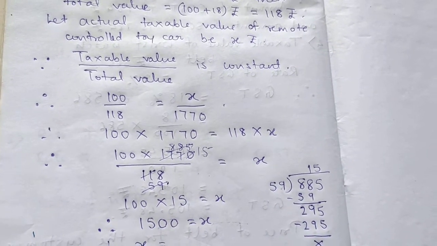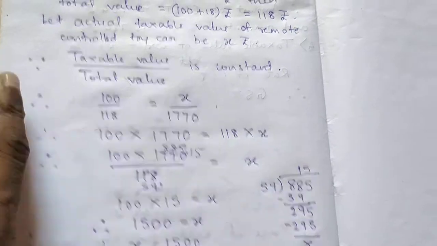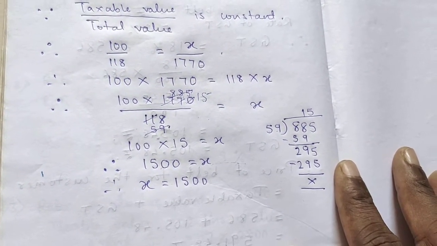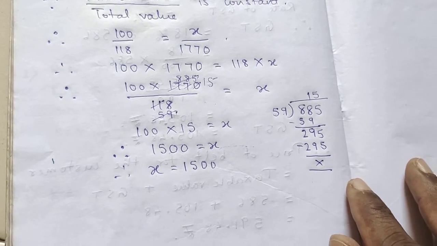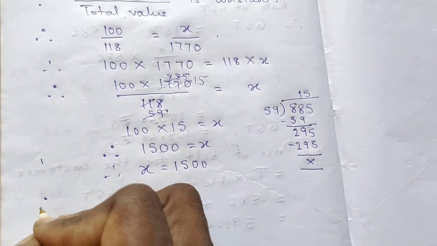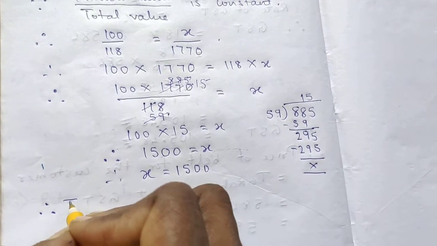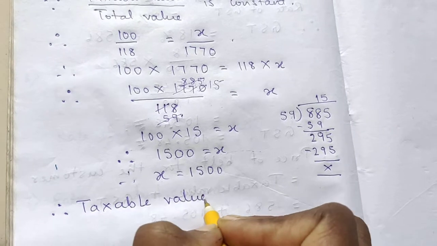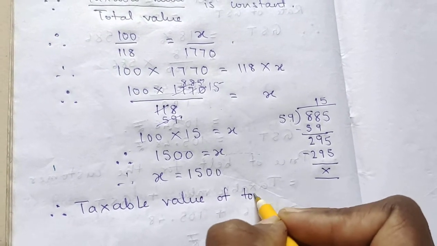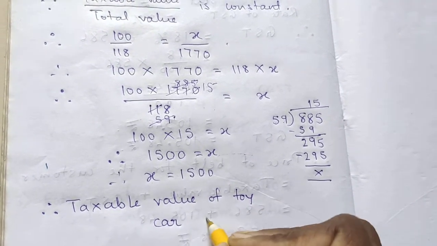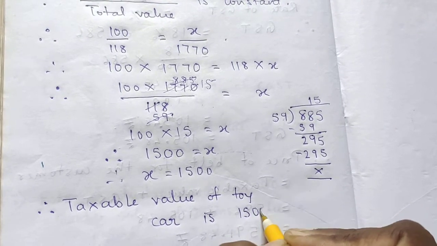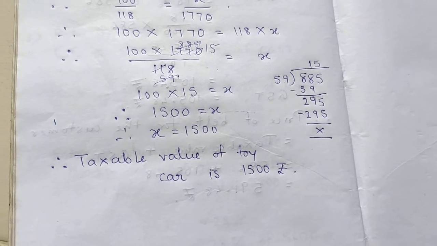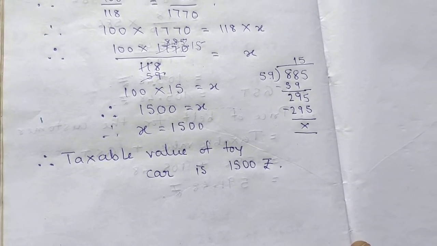So our X value is 1500. So we got X value 1500. That means taxable value of the toy car is 1500 rupees. So let us write our final answer. Therefore, taxable value of toy car which we got here is 1500 rupees. Okay, now we need to find out the amount of CGST as well as SGST.